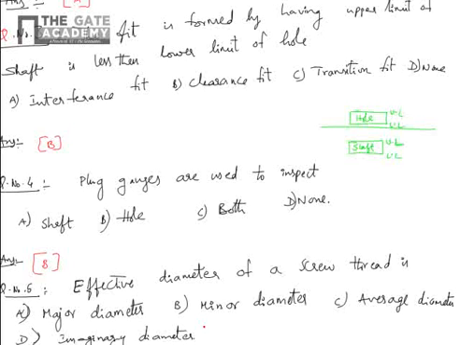So as we know, the effective diameter of a screw thread is the diameter at which the thickness of the thread is equal to the gap between two threads. So it is also called imaginary diameter. Answer is D. It is measured using the two wire method, or best wire is also used to measure.